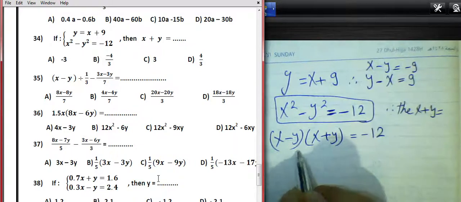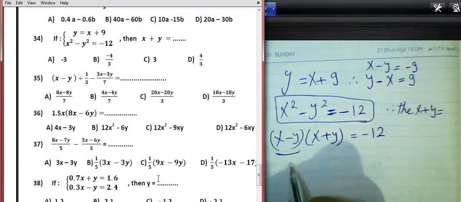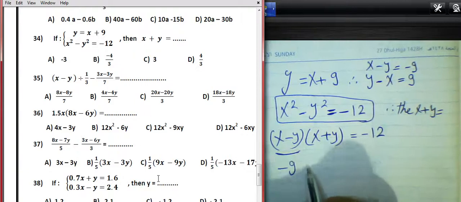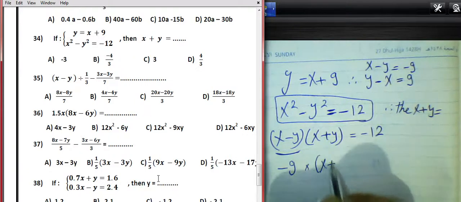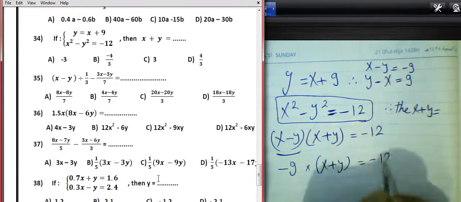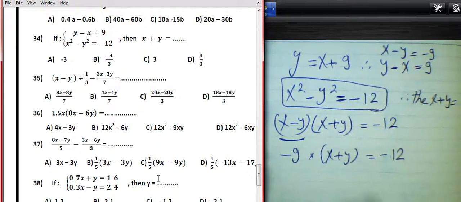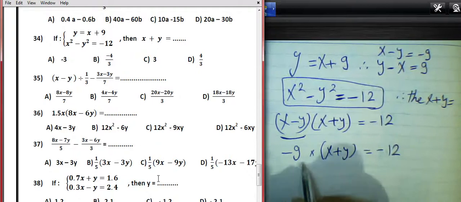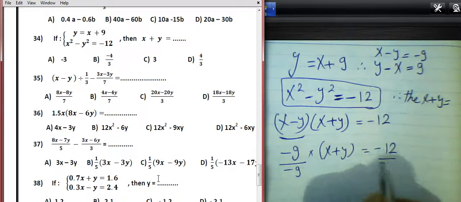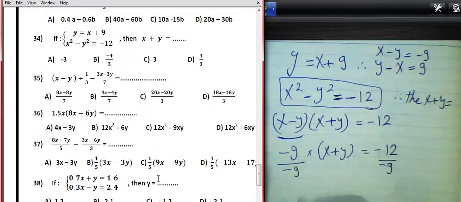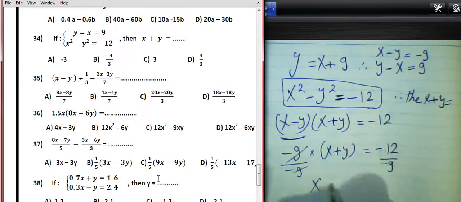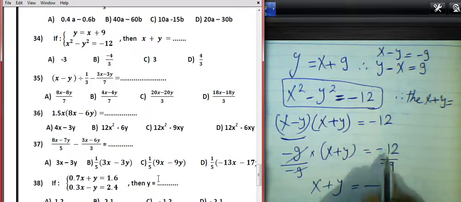So we can cancel this bracket here, x minus y, and write negative 9. Negative 9 multiplied by x plus y equal negative 12. Then the next step, we can divide by negative 9 on the left hand side and right hand side to find x plus y. So the result will be x plus y equal 12 over 9.